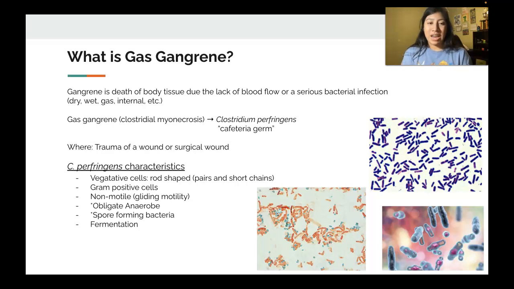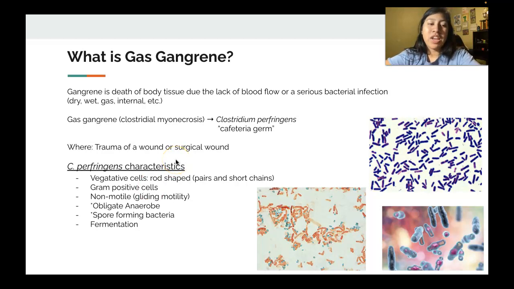perfringens. Its nickname is the cafeteria germ. I will explain this nickname later. So, where does gas gangrene happen? It normally happens in the trauma of a wound or a surgical wound, but the most common form is through trauma of the wound.